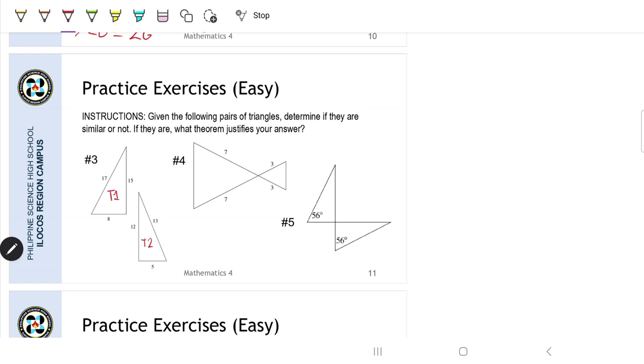Given all the measurements of their sides, let's see if we can form a proportion out of those pairs. Let's start with the longest sides for T1 and T2, so that is 17 over 13. For the shortest side, that is 8 for T1 over 5 for T2. If we look at the proportion, they are not equal.